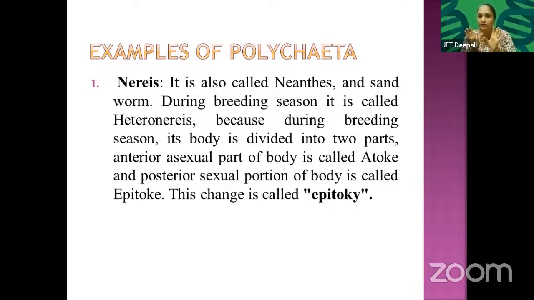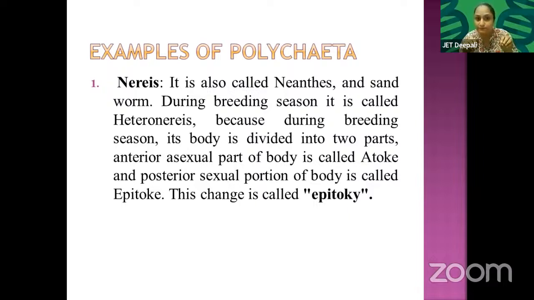There are about 12,500 species of annelids. But basically you only have to study the more important species. Nereis is also called Neanthes and sandworm. It is normally found in sand. During breeding season, it is called heteronereis. Why heteronereis? Because during breeding season, they develop their gonads, so they become heteronereis.